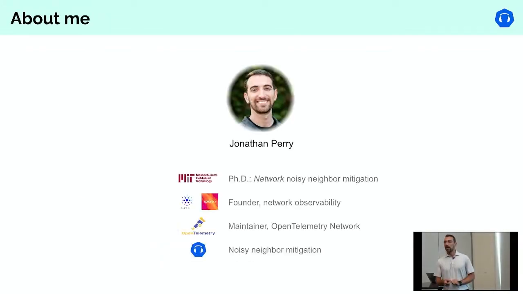So let's do it. I did my PhD in noisy neighbor mitigation, specifically network noisy neighbor mitigation. I then started a company that built eBPF-based network monitoring tools, which we sold to Splunk. And I'm a maintainer on the OpenTelemetry network collector, which we contributed. And I'm now working on noisy neighbor mitigation.